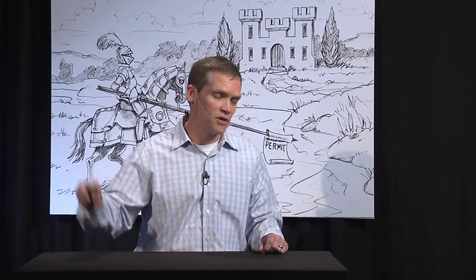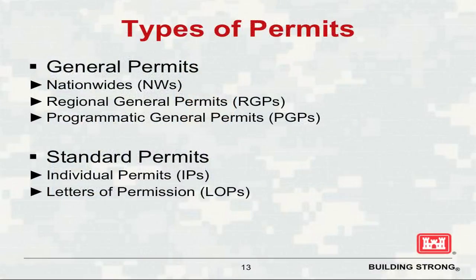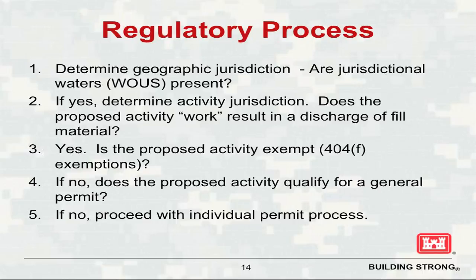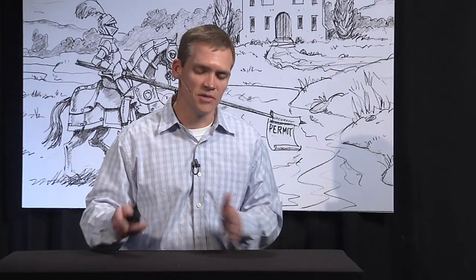If it doesn't meet those requirements, then we have to process it under our individual permit process, or standard permit. And there's two types of those, and we don't use any letters of permission in this area, so I'm not going to go over that, but we will talk about individual permits. And I would add, the nationwides, we typically try to process in about 60 days. The individual permits are a much more in-depth review, and a metric we try to reach is to have those processed in 120 days.